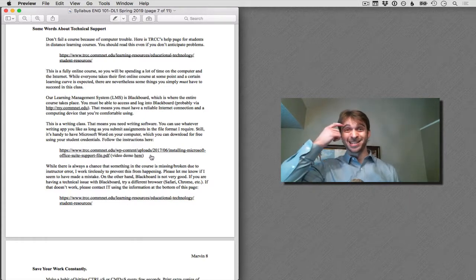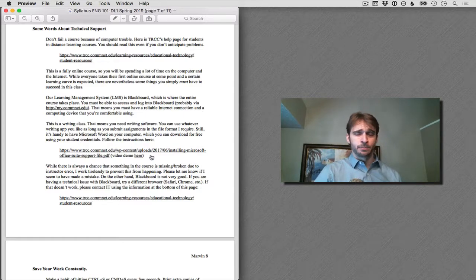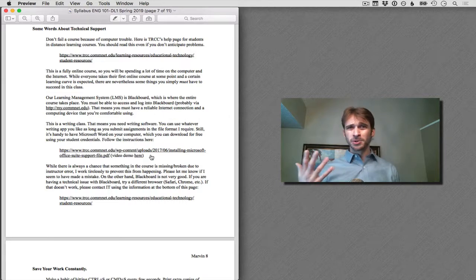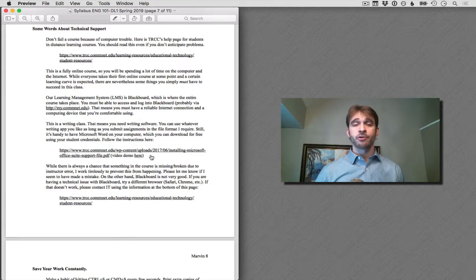On the other hand, Blackboard is not very good. It's pretty buggy. It's not super intuitive to use, and it's not super great to look at, but it's what we have. So if you have an issue that seems like it's a technical issue with Blackboard, I can try to help you, but assuming it's not a mistake that I made on my end, the most I'm probably going to be able to do in terms of tech support is tell you to try a different browser. So try it in Safari or Chrome or Microsoft Edge or whatever they're using now, or Firefox. And if that doesn't work, I'm going to have to point you to IT. And the IT department's contact information, again, is here at the bottom of this page.